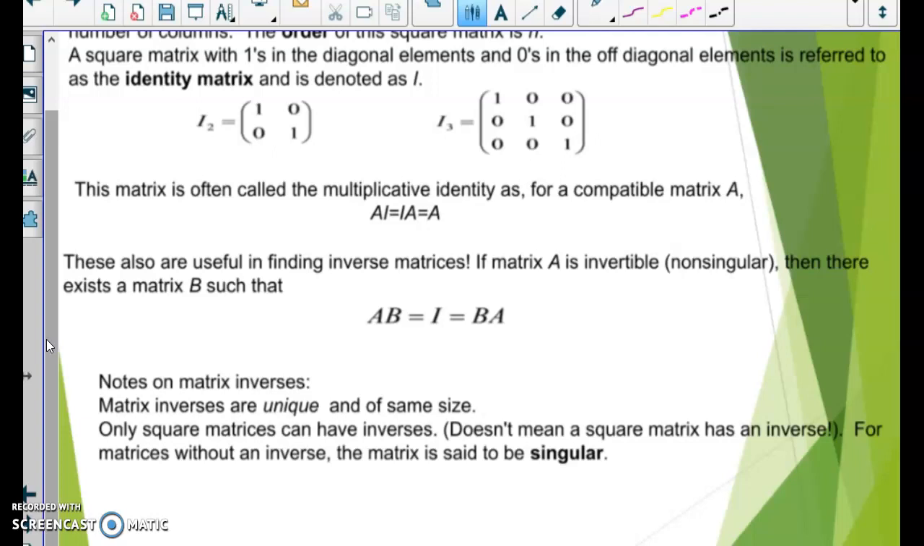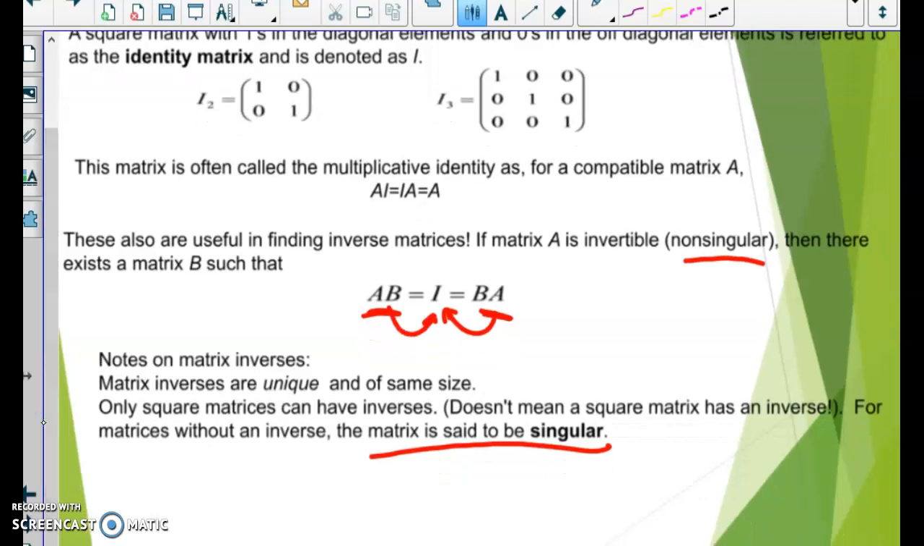If matrix A is invertible, non-singular, that means you can find an inverse. Singular means, down here we talk about the matrix is said to be singular, for a matrix without an inverse. So if we can multiply in this direction and multiply in that direction, and you get this identity matrix both ways, then we know that they are inverses of each other.